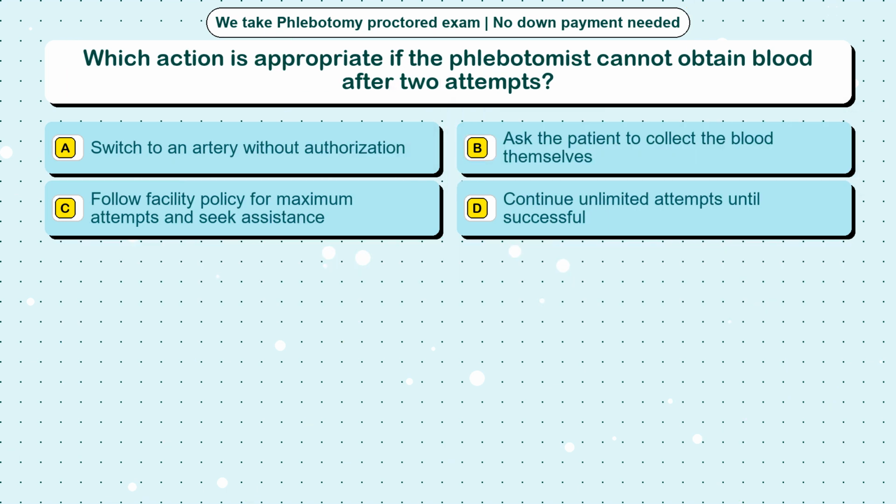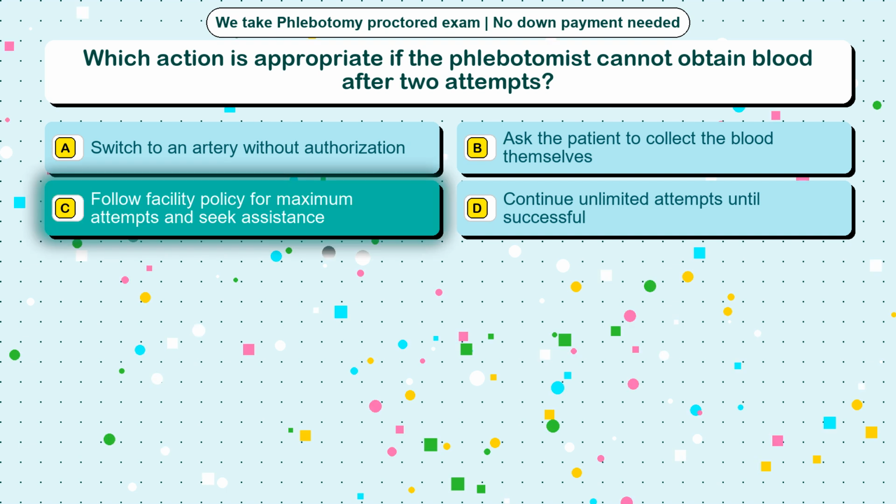Question 11. Which action is appropriate if the phlebotomist cannot obtain blood after 2 attempts? Option A. Switch to an artery without authorization. Option B. Ask the patient to collect the blood themselves. Option C. Follow facility policy for maximum attempts and seek assistance. Option D. Continue unlimited attempts until successful.